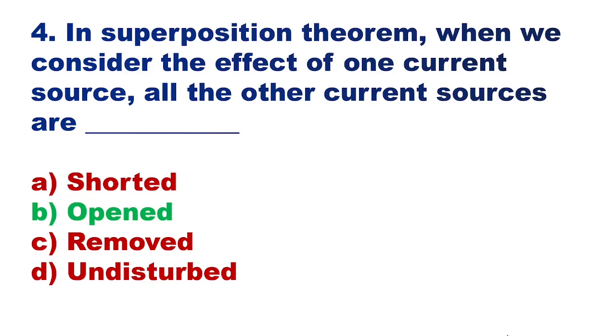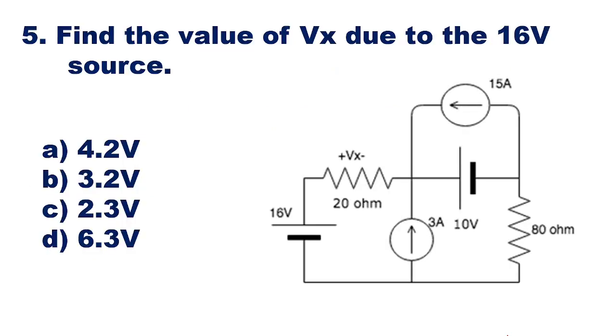Then we'll go to the next question, question number 5. Find the value of Vx, that is voltage across the 20 ohm resistor due to the 16 volt source. So here we are going to consider only the 16 volt source.